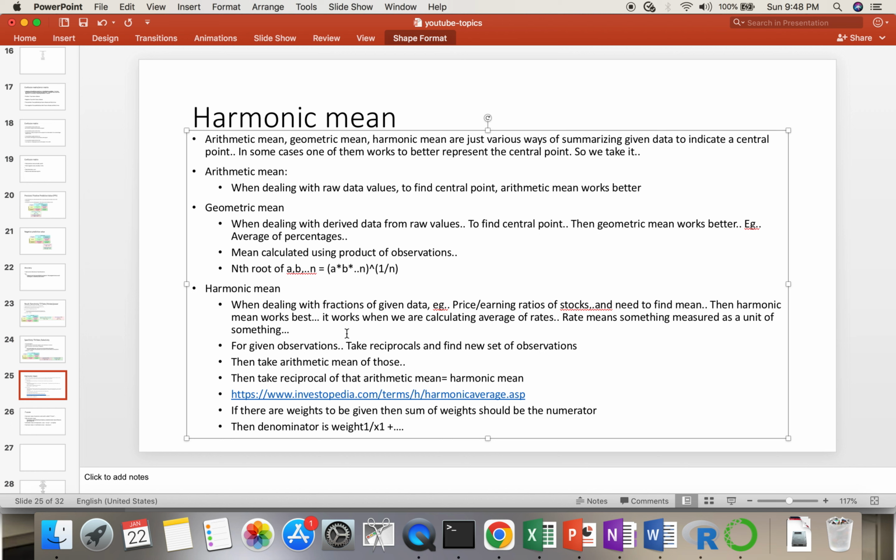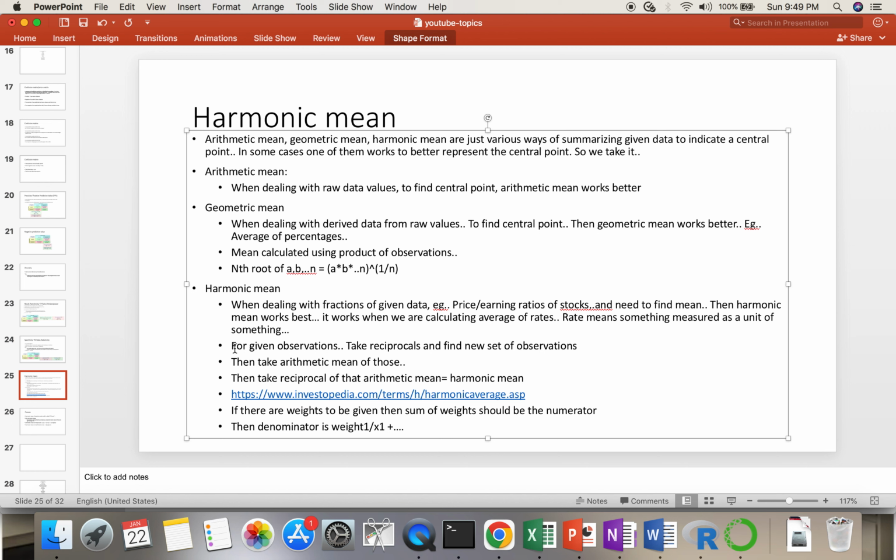So probably if there is a certain industry and we took some stocks from that industry, we have the P by E values and we want to find the average P by E value, I think we will use this. Harmonic mean works best when we are calculating the average of rates. Rate means something measured as a unit of something else.